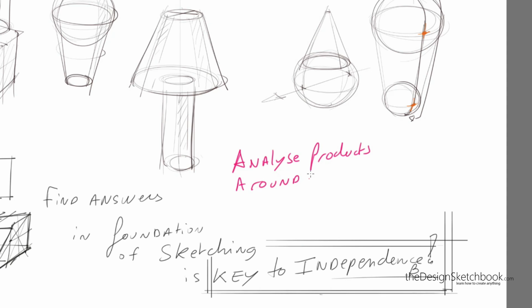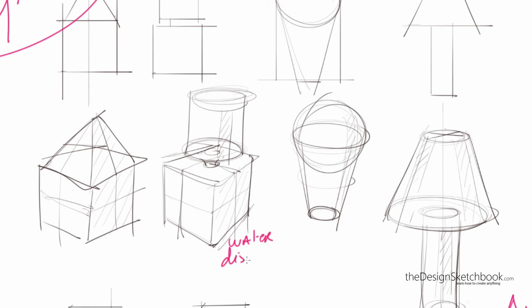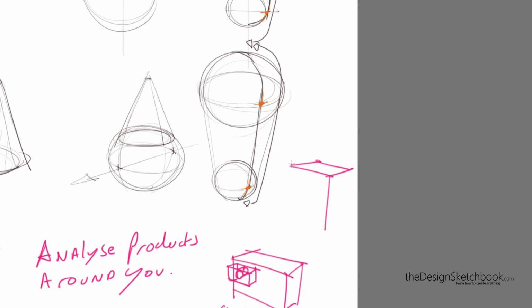I really invite you to analyze the products around you. For example, I have a GoPro. A GoPro is basically a box with a tiny box, which is a lens, with a sphere inside. The GoPro is basically just three volumes. And the water dispenser is a giant box with a volume on top, a cylinder on top. And the fridge is basically a big box with two doors that are rectangular in shape. And here is a water dispenser.